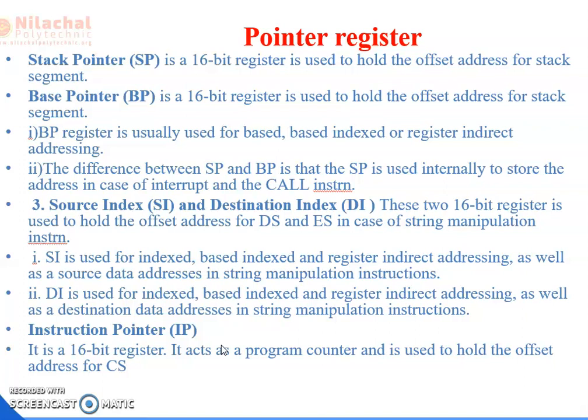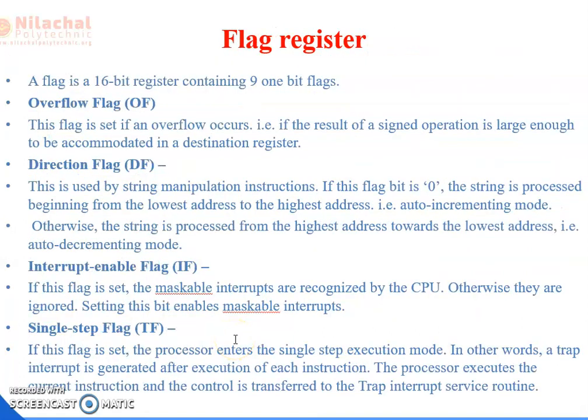The next is the instruction pointer. It is a 16-bit register. It acts as a program counter and is used to hold the offset address for code segment, that is CS. So next type of register is flag register. A flag register is a 16-bit register containing 9 1-bit flags.